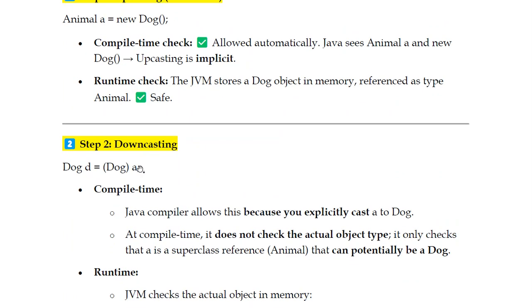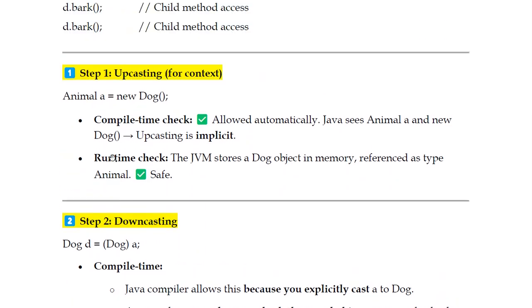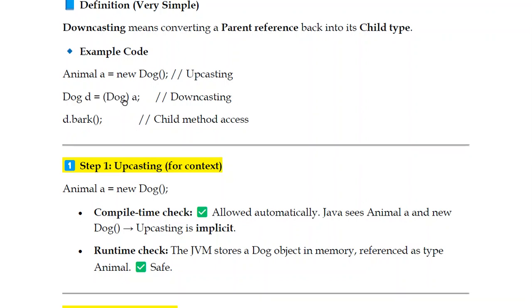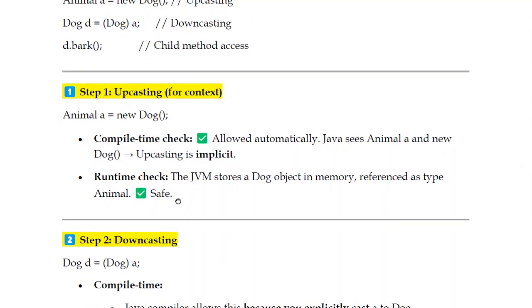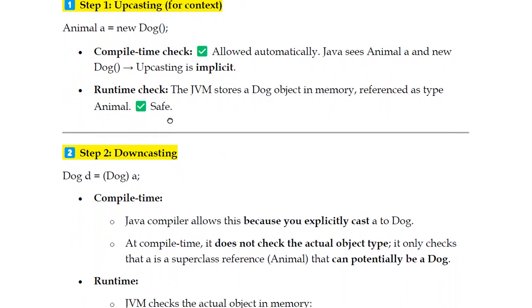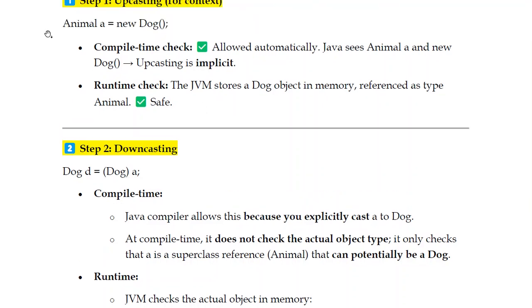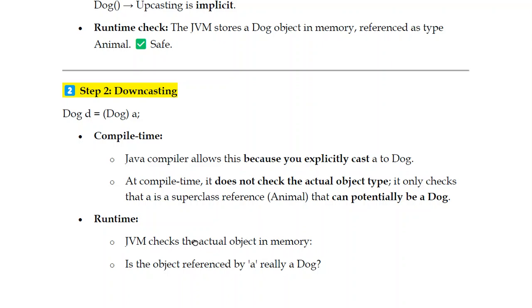So it is possible to convert into a Dog, because in downcasting, if you are converting into a child class object, first it should be a parent class reference, and only then can it be converted down to the child class. That is why the process is called downcasting. Here also it checks that a is an Animal class reference, that is a parent class reference, and then it can potentially be a Dog.